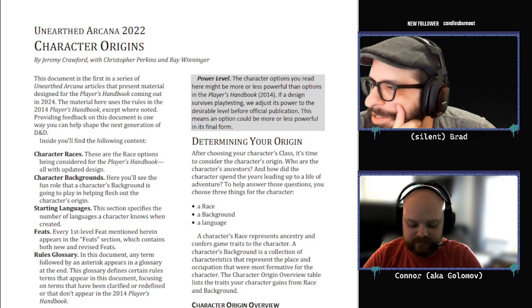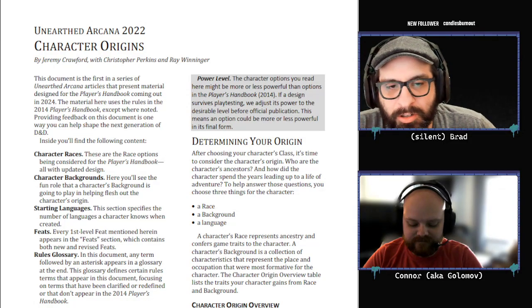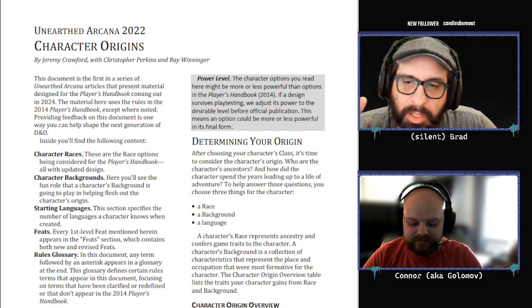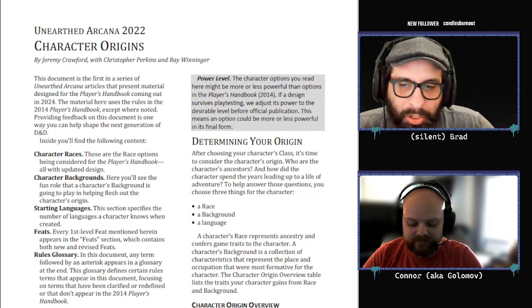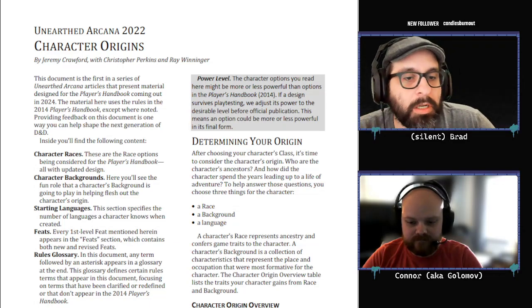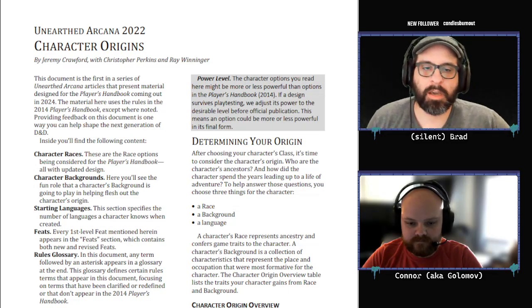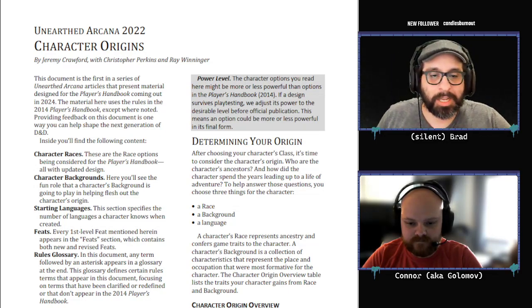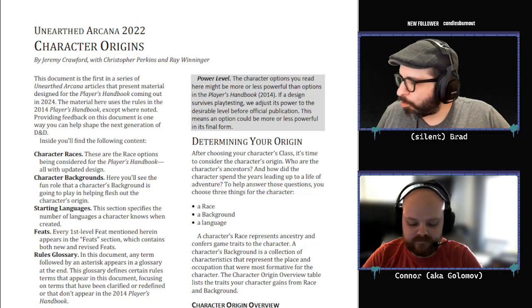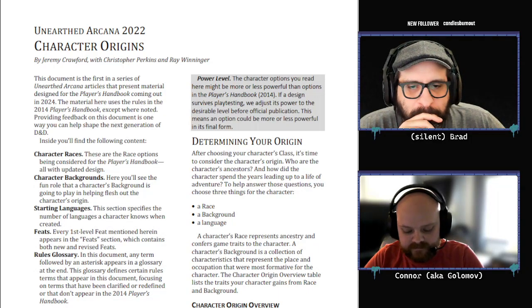This particular one is going through the first bit of character creation: your race, your background, your language, and first level feats, because now you automatically get a feat at first level. It's not only the variant human who gets that. I like that.